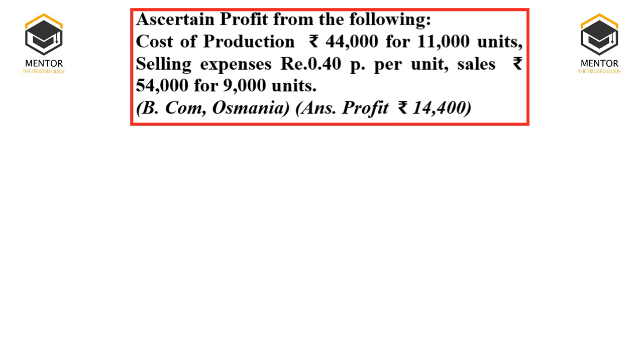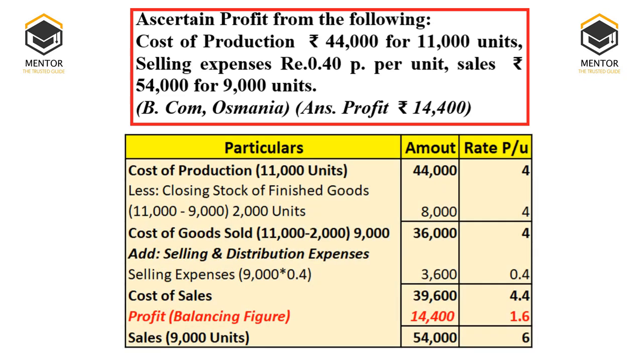In the sense, the difference is 2,000 units. So the 2,000 units we are unable to sell will be considered as closing stock of finished product, right? So we will start this question. I have already provided the answer here. First, cost of production: for 11,000 units we have incurred the expenditure of 44,000. In the sense, per unit we are incurring 4 rupees.